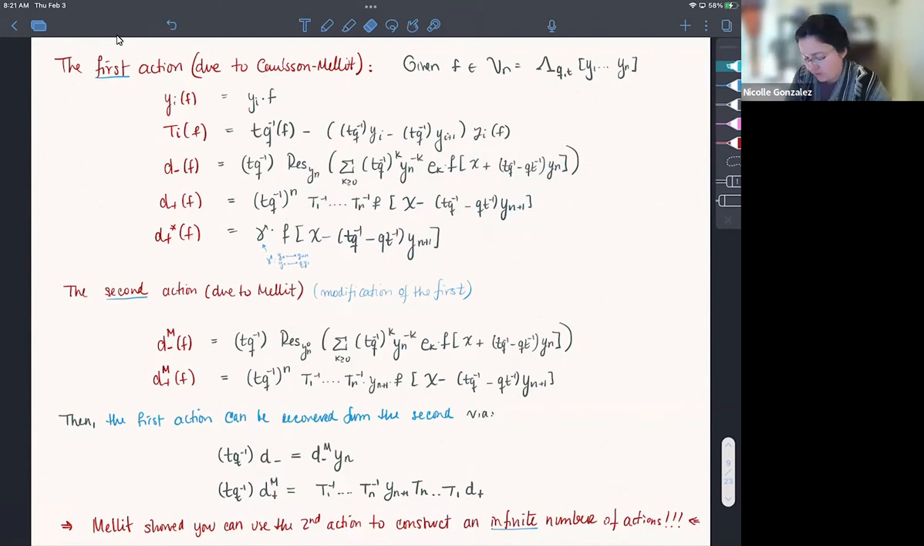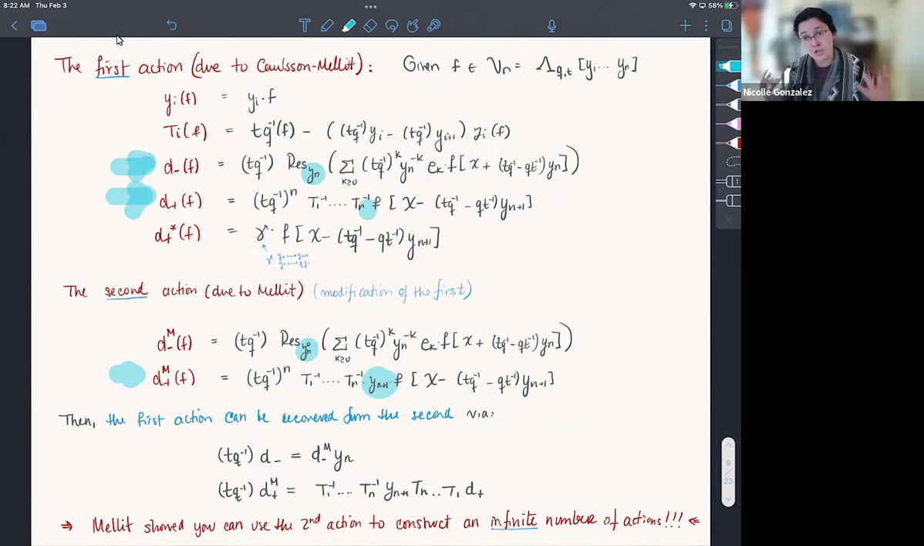But let me very briefly point out that there is a second action that was later described by Mellit, which in some sense is a modification of the first action. And what Mellit did is he changed the action of d minus and d plus, right? By saying, all right, let d minus, rather than being the residue at yn, let it be the residue of the constant term. And then let me modify d plus by incorporating an extra yn variable here. All right, yn plus 1.